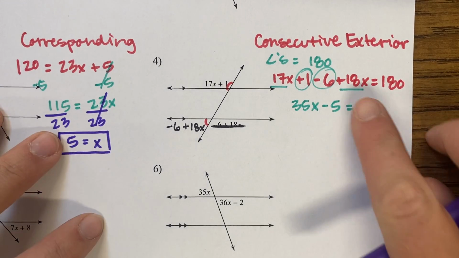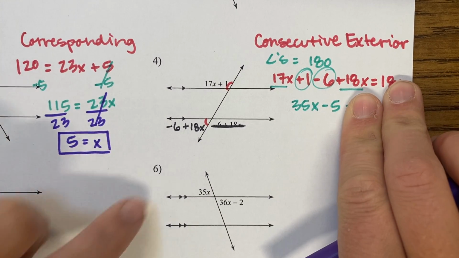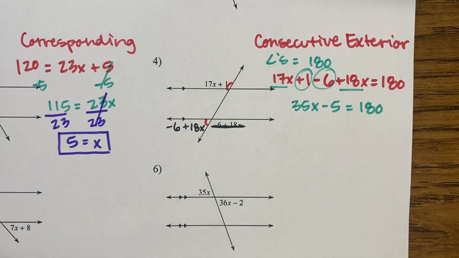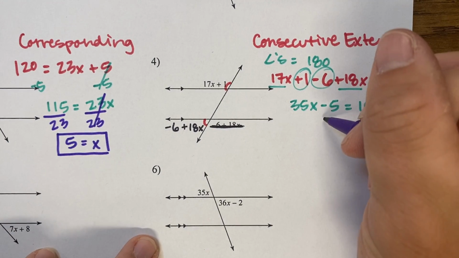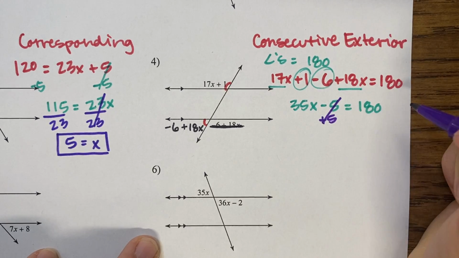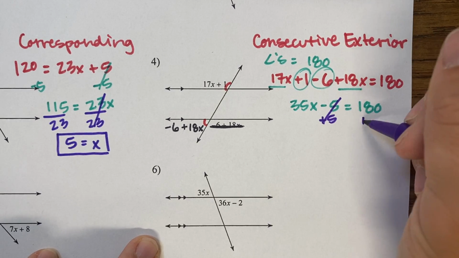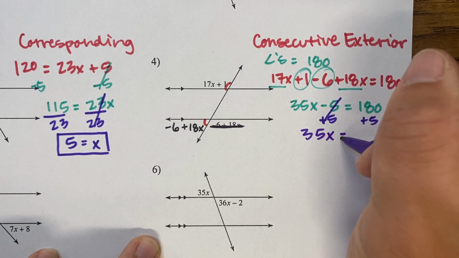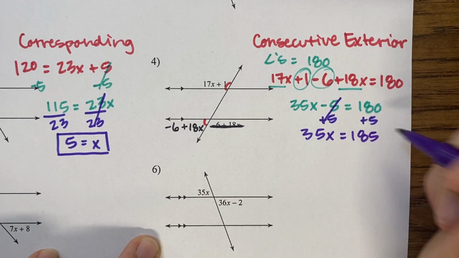Okay, my next step, let's start solving for x. What do I need to get rid of first, the times by 35 or the minus 5? Got to get rid of the minus 5. So what is the opposite of subtract 5? Subtract 5 is add 5. So we're going to add 5 to both sides. We get 35x equals 185.